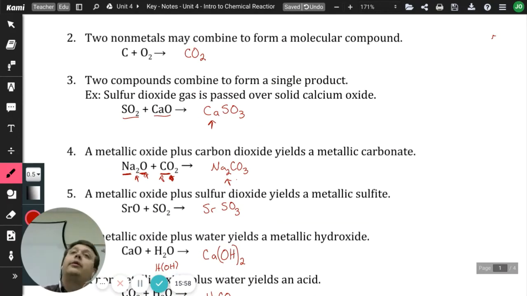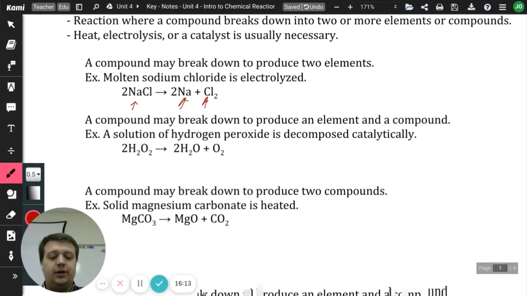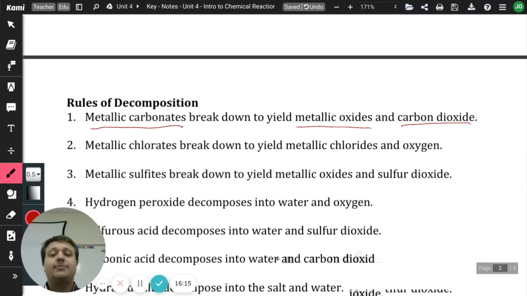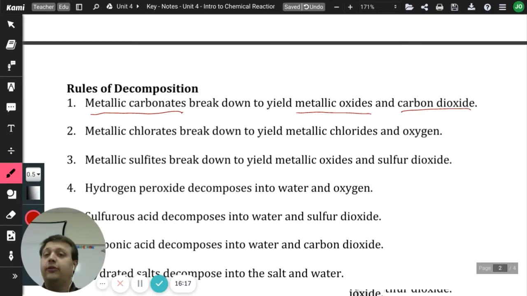So in reverse, that would be taking a metallic oxide and carbon dioxide and creating a metallic carbonate, right? So rule number 4 is the same but opposite of that decomposition reaction. So that's something to keep in mind. Your synthesis and decomposition are essentially just opposites of one another. So if you can remember one, you should be able to know the other as well.